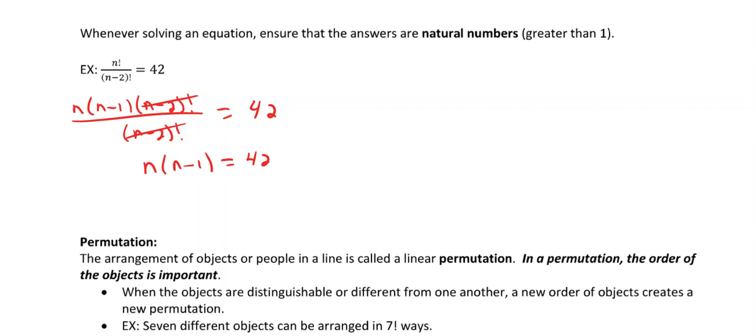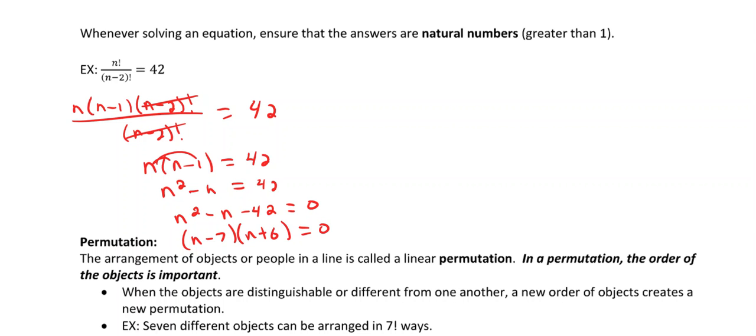And then you guys should be well aware how to solve for these now, right? So we expand those, so we get n squared minus n is equal to 42, so we get n squared minus n minus 42 is equal to 0, and then factoring this, we get n minus 7, n plus 6 is equal to 0, so n is equal to 7 from this one, and n is equal to negative 6 from this one.